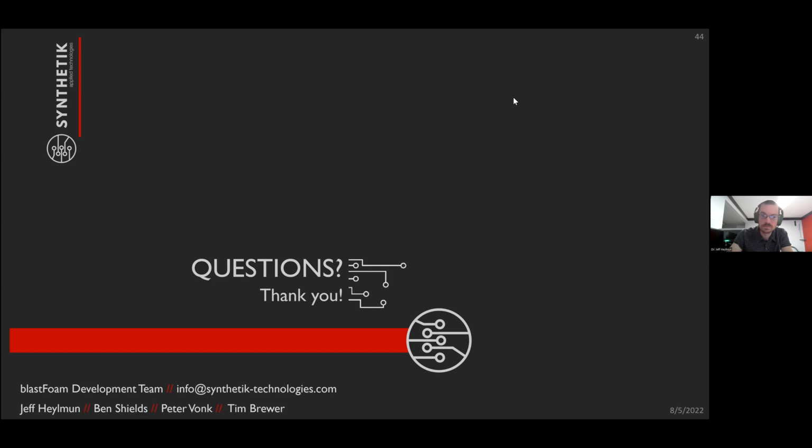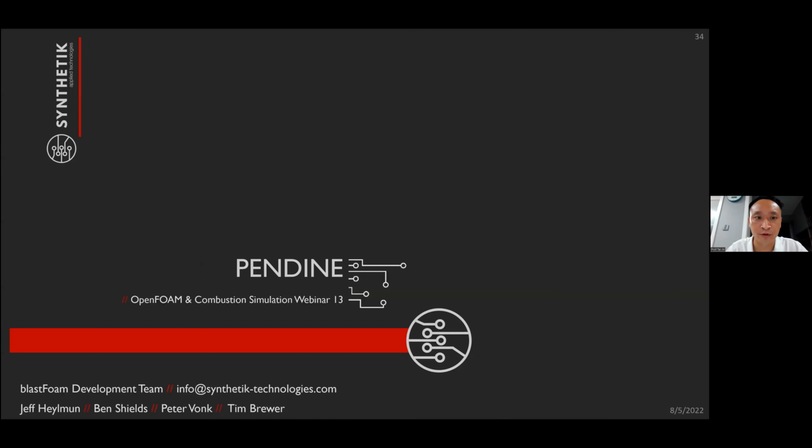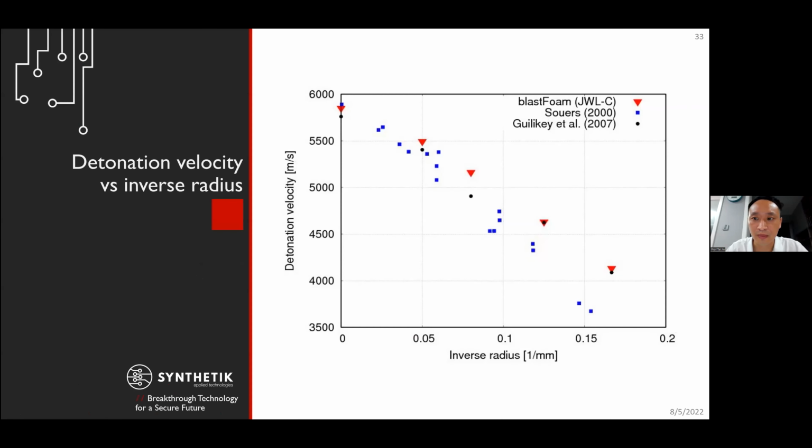So maybe we move to the next question. The question is from Xiongbin Jia, and he has two small questions. The first is about the movie of cylindrical detonation evolution. Could you give more information on the formation of the secondary shock?